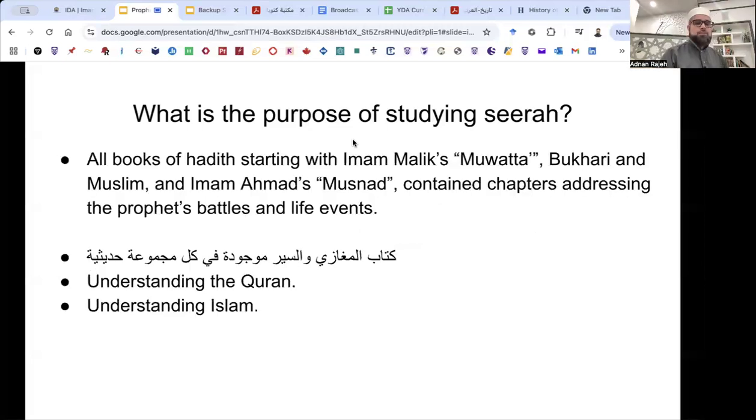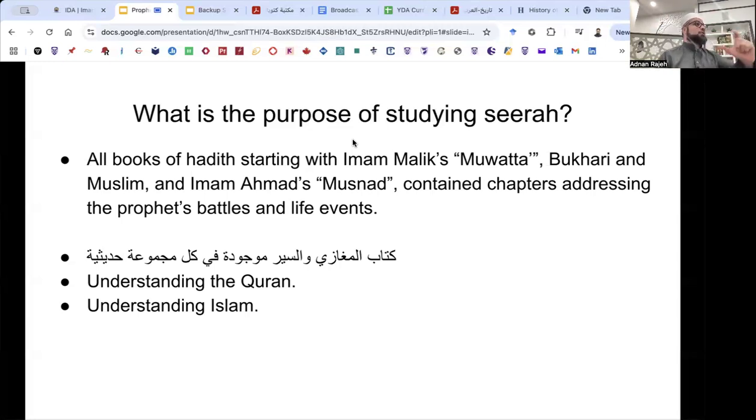Now, what is the purpose of studying Sirah? Again, all books of hadith, starting with the earliest one of all, the Muwatta of Imam Malik, radiallahu anhu, and also Imam Bukhari's Sahih, Imam Muslim's Sahih, Imam Ahmad's Musnad, and all of the Sunan, so Tirmidhi, Abu Dawood, Nasa'i, and Ibn Majah, all of them have chapters called Kitabul Maghazi, Kitabu Siyar. If you go online and look up one of these books, you'll find the chapter of Maghazi in all of them.